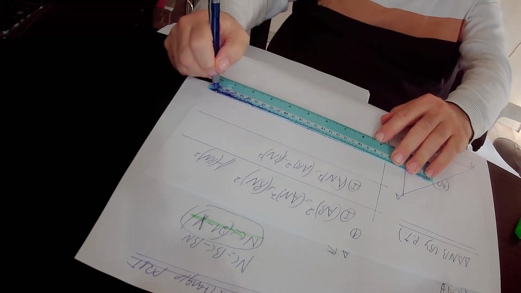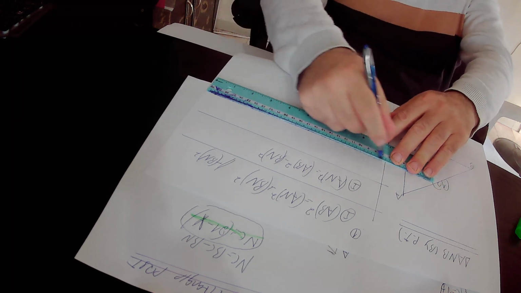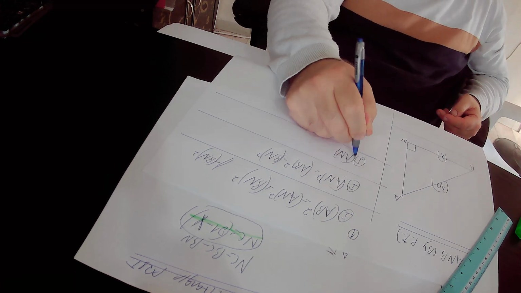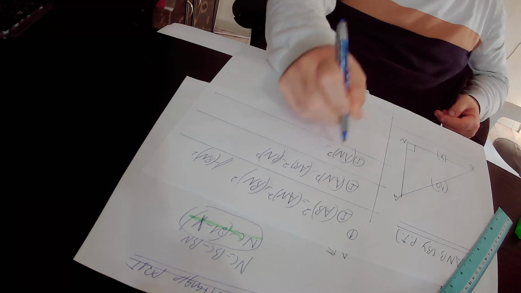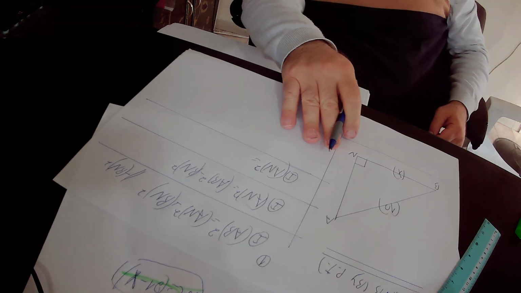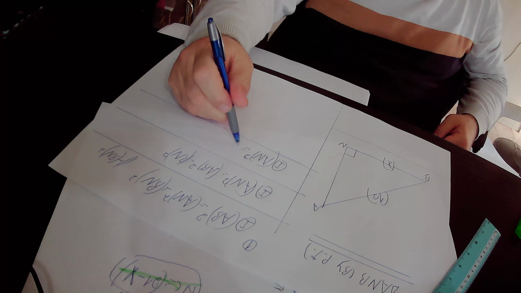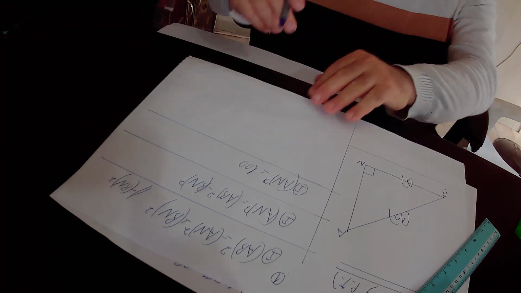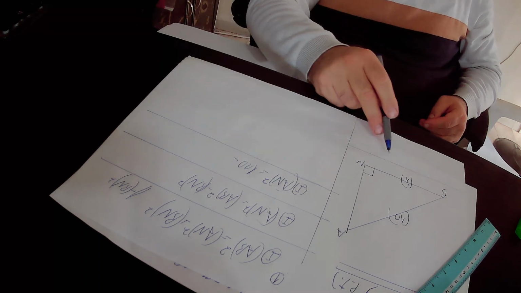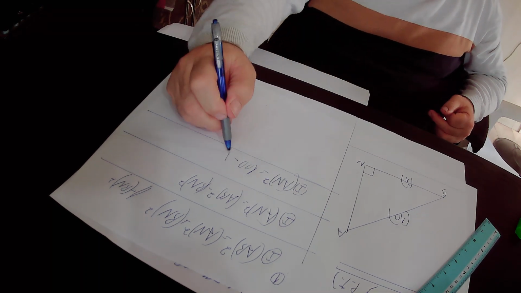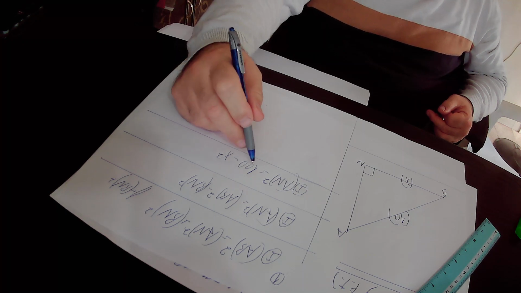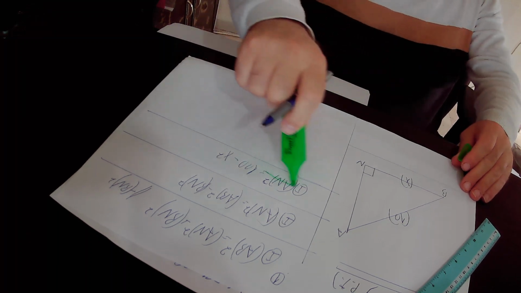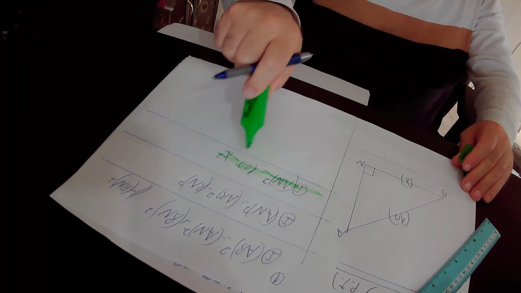So AN is the missing side, so we leave it as it is. So AN square is equal to AB square. AB is 10, therefore AB square is 10 squared, that is 100. Minus BN square. BN is x, therefore BN square is x squared. So we find that according to equation 1, AN square equals 100 minus x squared.